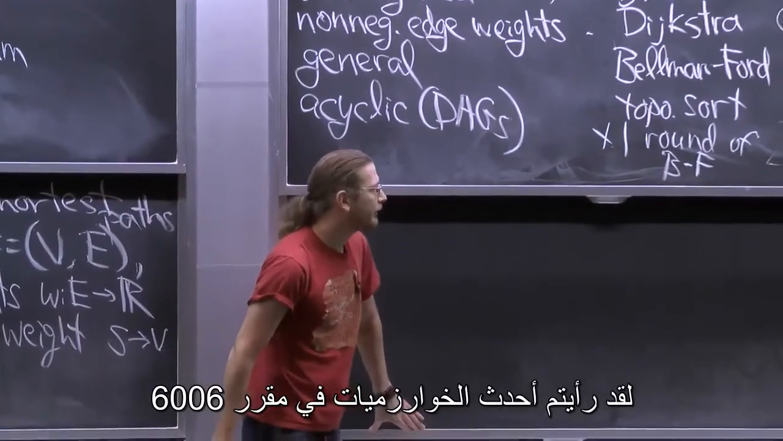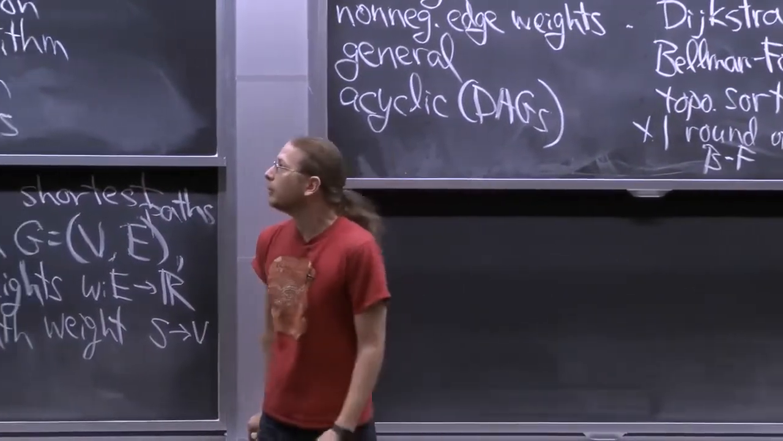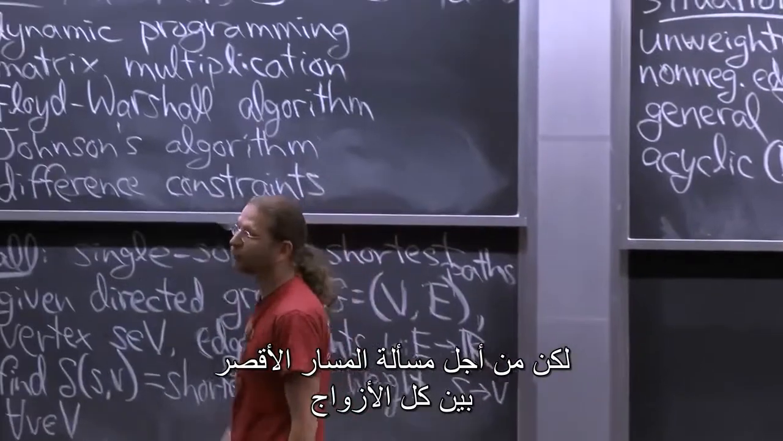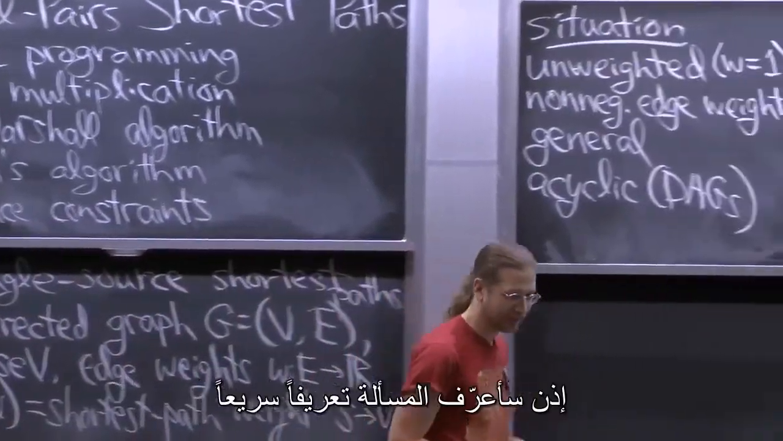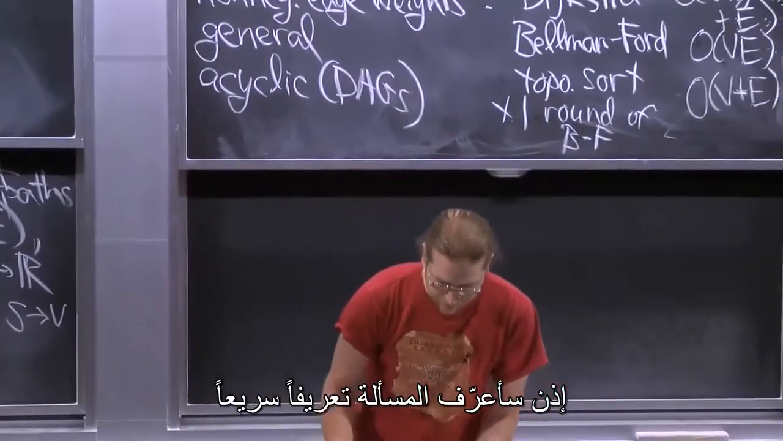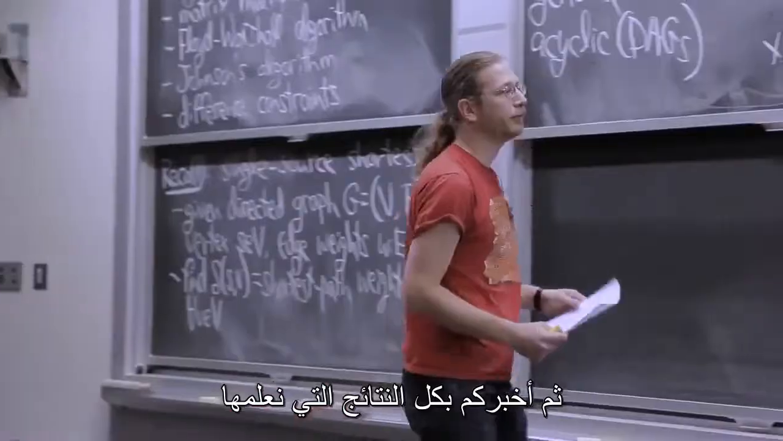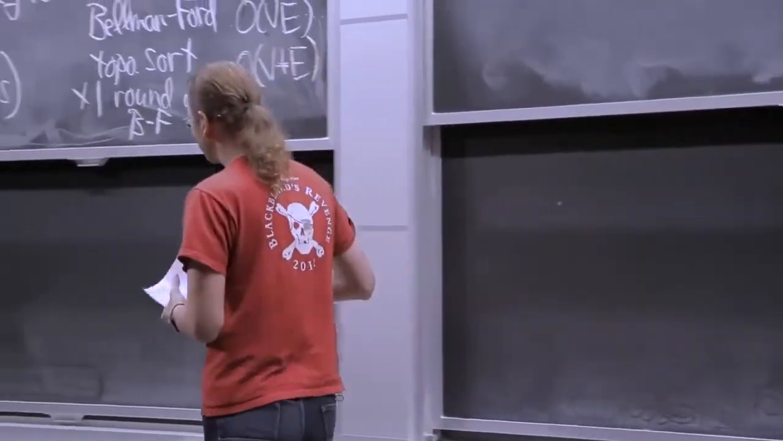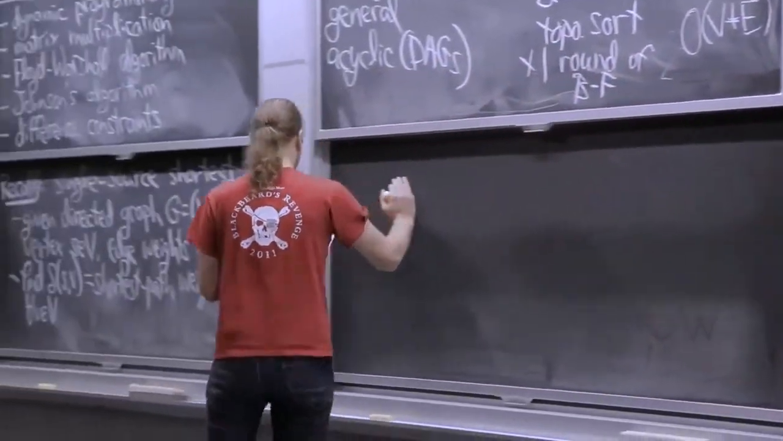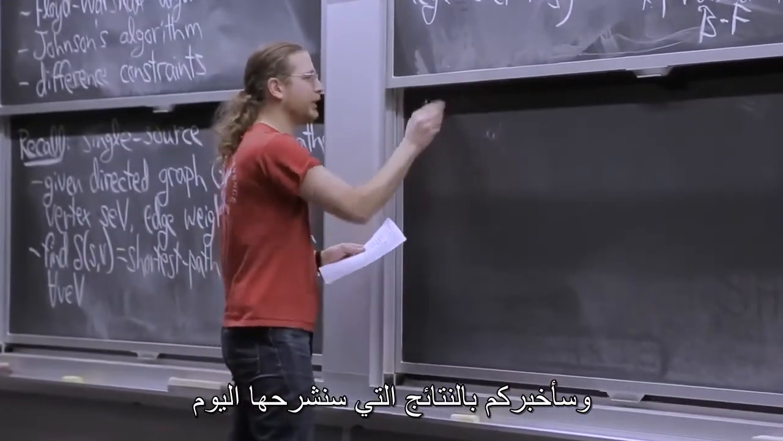You saw the state of the art in 006. But for all pairs shortest paths, we can, in some sense, do better. Sort of. So let me quickly define the problem and then tell you all of the results we know, and also the results we're going to cover today.